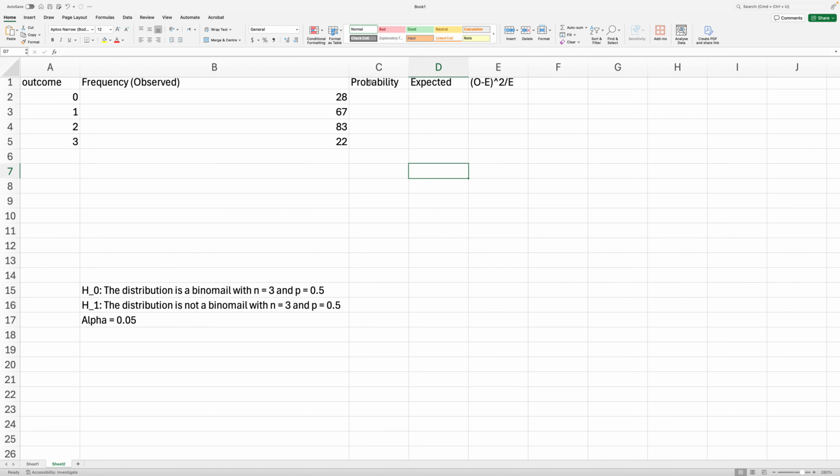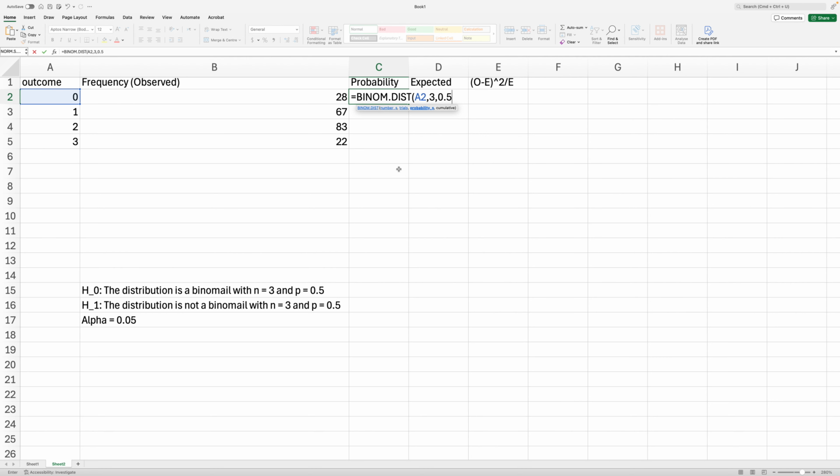The first step, I have to find the probability, so I will write equal binomial distribution. The first entry here is the number that I would like to find the binomial probability for, so it is 0 here, and then comma the number of trials, so it is 3, and then the probability, which is p here, 0.5.